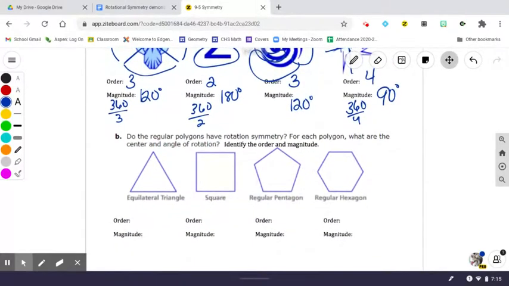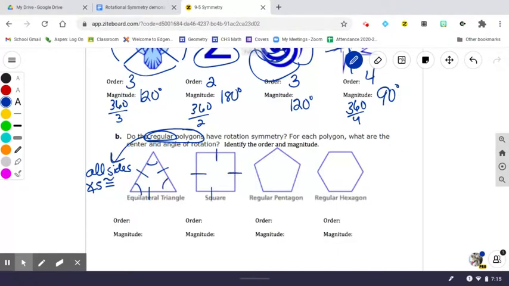Down here, we're going to talk about regular polygons and how you can tell what the order and magnitude are. So first of all, a regular polygon, the word regular means that all sides and angles are the same. So this little trick down here only works when they're regular polygons. All sides and angles congruent. So like an equilateral triangle, all the sides are the same, all the angles are the same. A square, all the sides are the same, all the angles are the same, and so on. So what works for a square won't necessarily work for a rectangle because a rectangle is not a regular polygon.